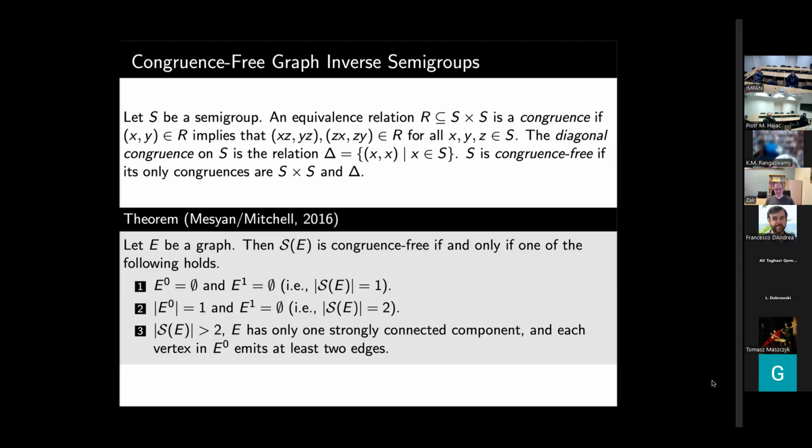So there's a second trivial case, and that's if you take the graph with one vertex and no edges.